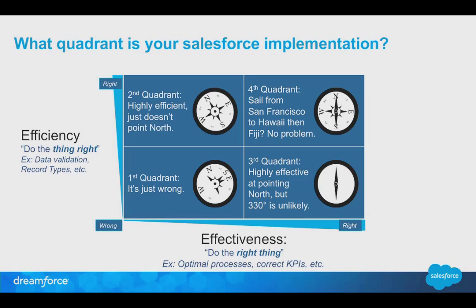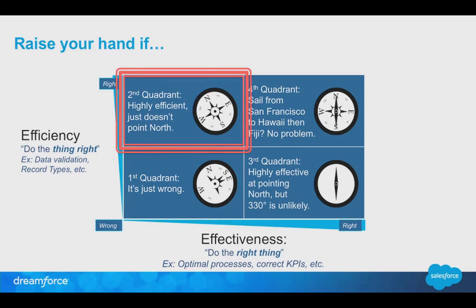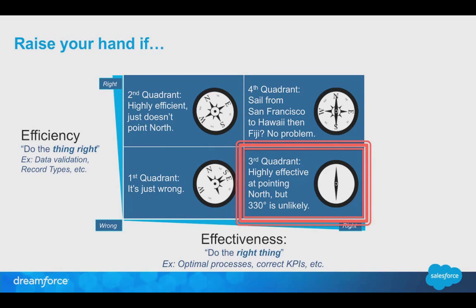So here's my question to you. Please raise your hand. If you're in first quadrant, we won't tell anybody later on. Does anybody feel like your implementation is in the first quadrant? I'm actually raising my hand. All right, there's 1, 2, 3, 4, 5. Don't be shy. All right, I'm going to say about 5%, not a lot. How about second quadrant? Highly efficient, just don't know which way is north. All right, I'm going to guess 30, 40% maybe. Okay. How about third quadrant? Highly effective at pointing north. All right, no, the 20%.